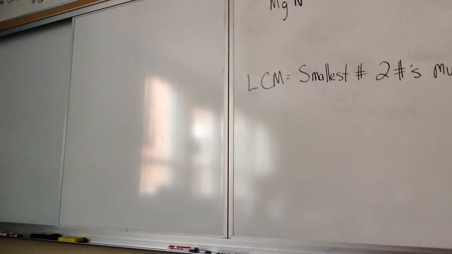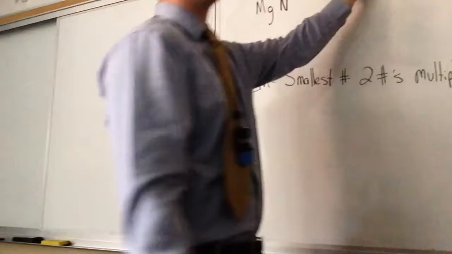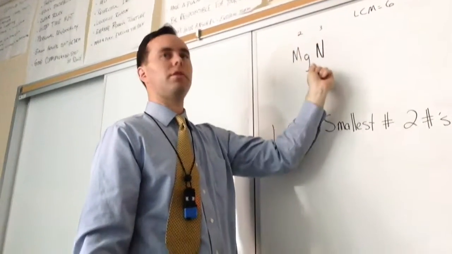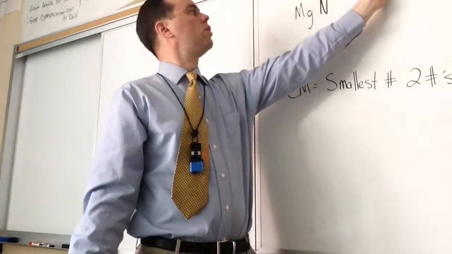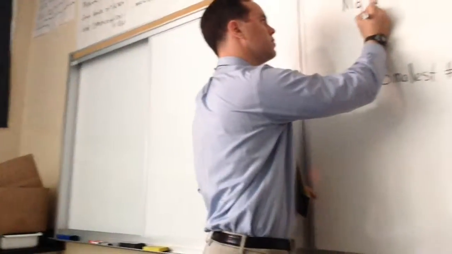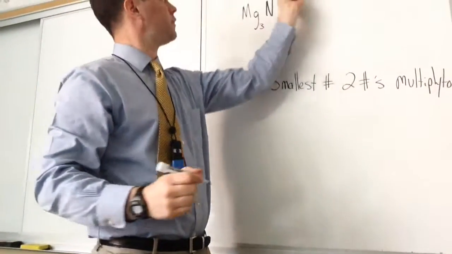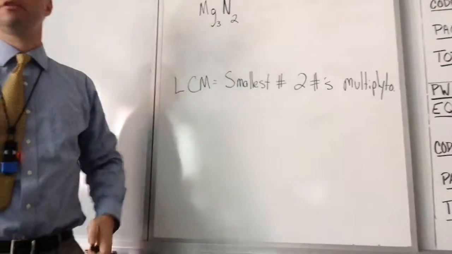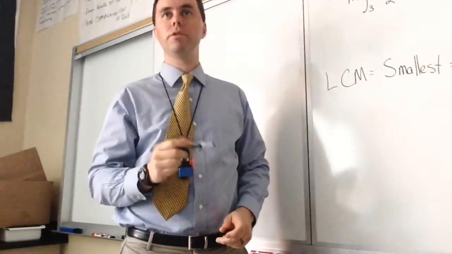And now we're going to figure out how you get the numbers down below. Here's what you do. You take the lowest common multiple, which is 6, and divide it by its oxidation number, and that's the number you're going to write down below. So what's 6 divided by 2? 3. So it would be Mg3. And then what's 6 divided by 3? 2. Mg3 and 2. That's how you do it. That's how you get those formulas done and taken care of.